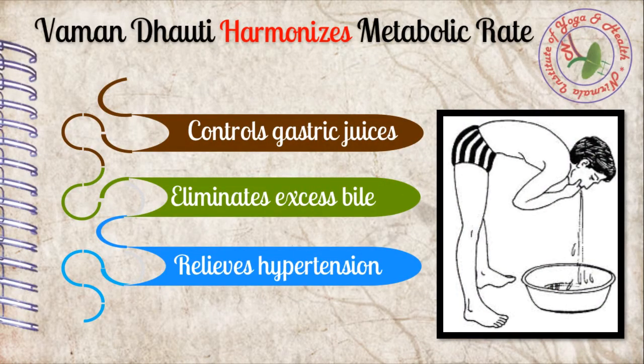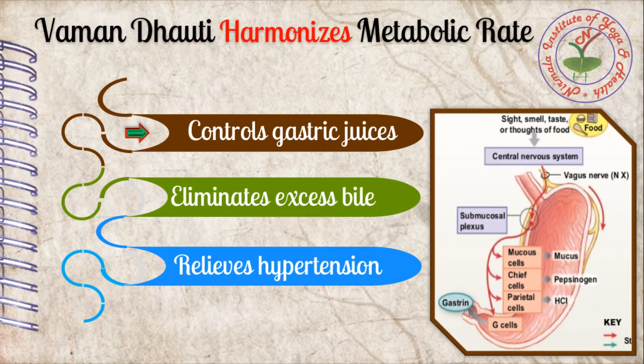Second practice is Vaman Dhauti. It is a purification technique of yoga for the thoracic region. In this, the contents of the stomach are expelled by a strong muscular contraction of the thoracic and abdominal region. Vaman Dhauti removes undigested foodstuffs and excess mucus from the stomach. Thereby, abnormal secretion of gastric juices is regulated.